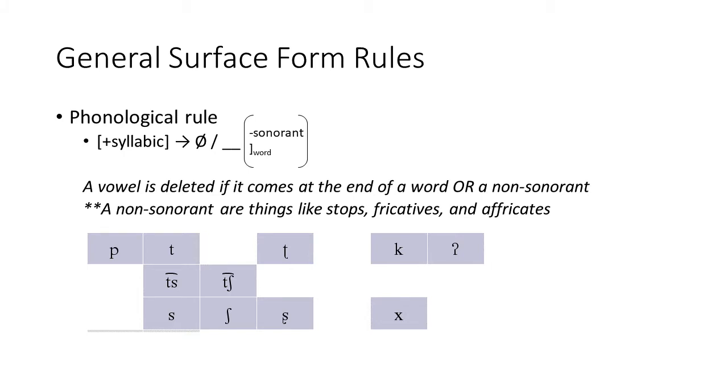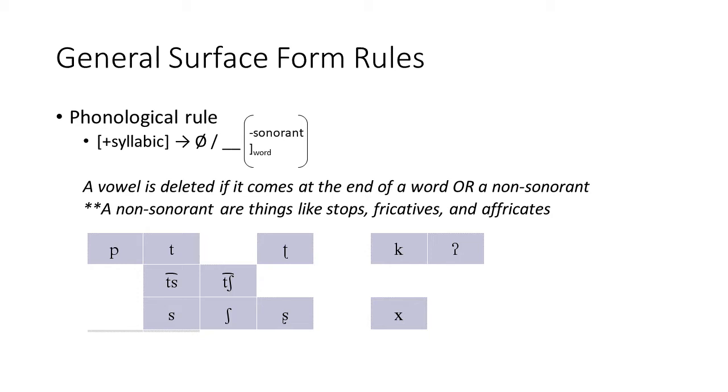So just to dive into the phonology, I'm going to talk about general surface form rules. So basically that's just how a word appears in everyday language. So I want to introduce a phonological rule that I made. So it says plus syllabic becomes null in the environment before a non-sonorant or at the end of a word.